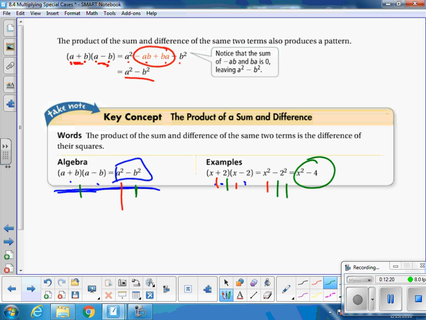And again, this is just something that we can practice a little bit more and just see that whenever we are doing the product of the sum and difference of the same two terms, and that's real key, they need to be the same two terms being multiplied together, when that happens, we know that these middle pieces will be canceling themselves out. And our result will be the first term squared minus the second term squared.